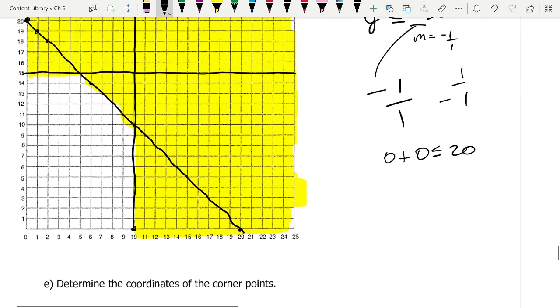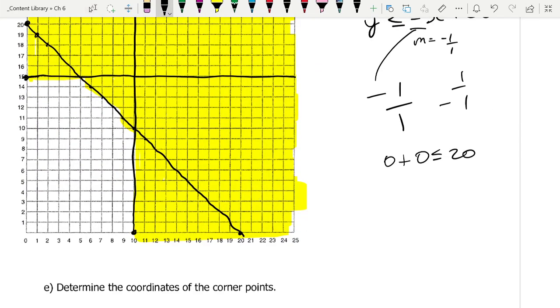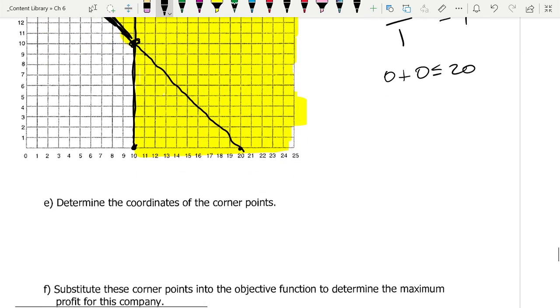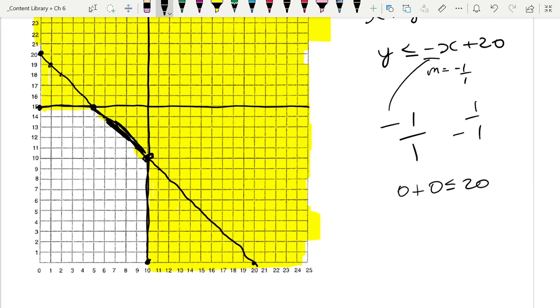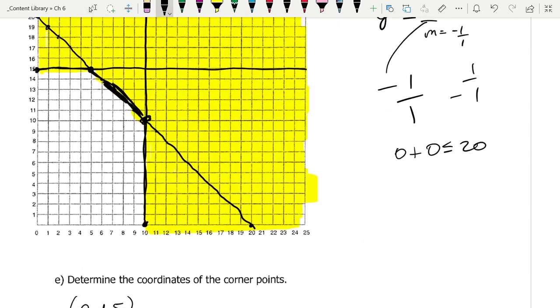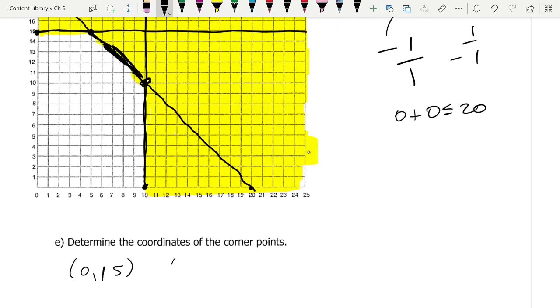We just made a quadrilateral. It has a corner here and a line, corner here and a line, corner here and a line. One of those corners makes it the maximum possible. So my corner points are 0, 15. That's this one up here, right? This one here I can read as 5, 15.